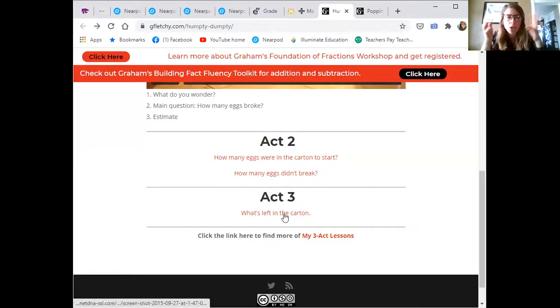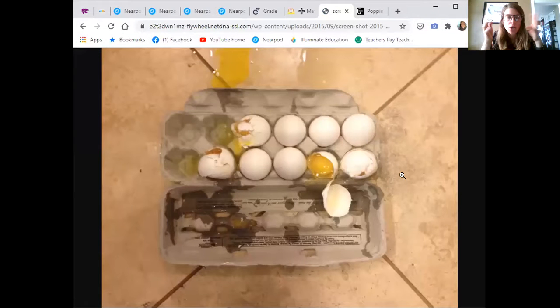Okay, let's see the last part of our activity. All right. So we saw the eggs that were left. Okay, what's left in the carton? Let's see. Oh my goodness, look at that picture. Let's see if that matches our picture. So they have 1, 2, 3, 4, 5, 6, 7, 8, 9 eggs in the carton.